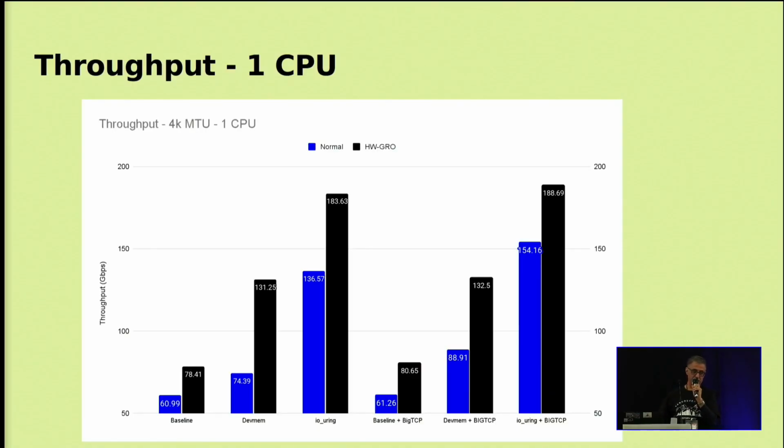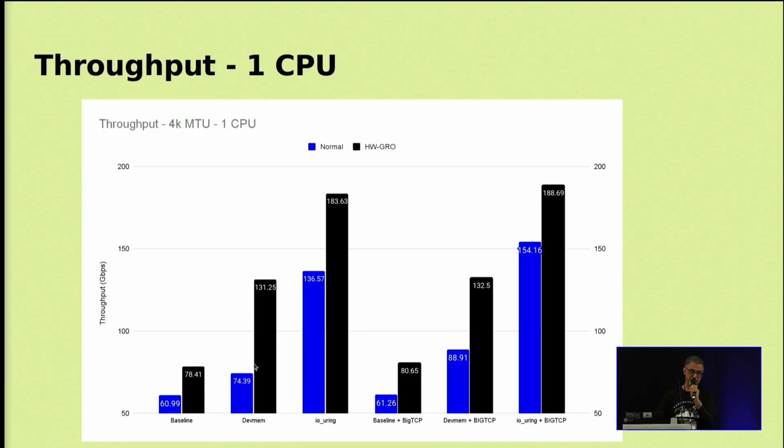And here's our results. Again, as expected, IOURING performs very well relative to devmem. And we added big TCP. And yes, big TCP does improve things as well. So if you look at IOURING, it went from 183 to 188, with hardware GRO, 136 to 154.